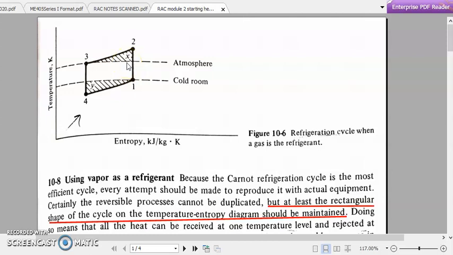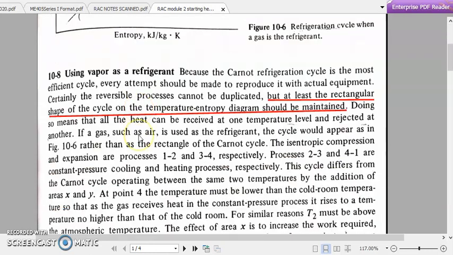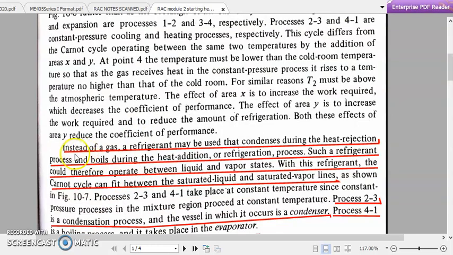Now we understood that when we use a simple gas as the refrigerant or working fluid, the Carnot refrigeration cycle, or at least its shape, cannot be produced on the TS diagram. But at least we should try to implement that rectangular shape of the Carnot cycle in the TS diagram. So what we can do here is, instead of a gas, use a refrigerant that condenses during the heat rejection process and boils during the heat addition or the refrigeration process.